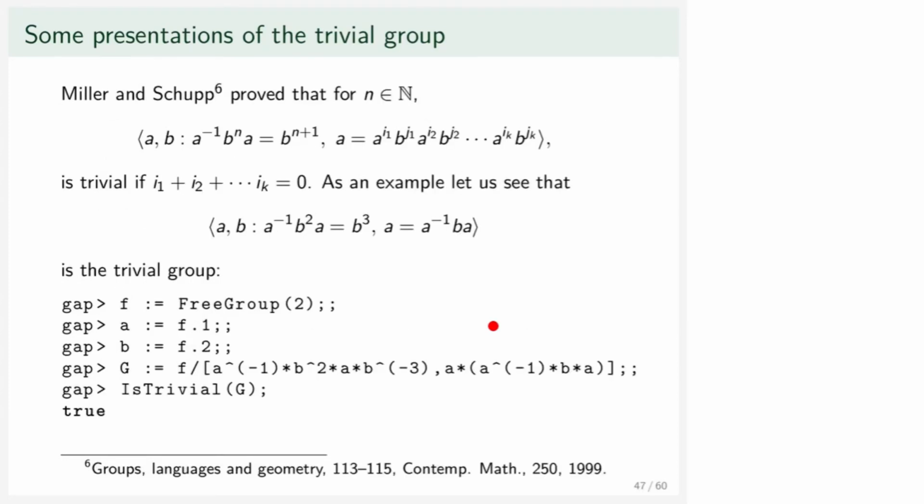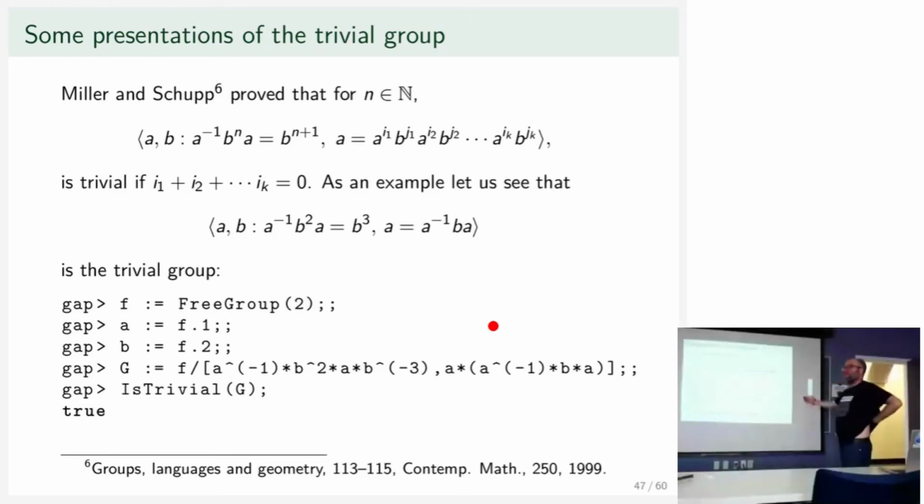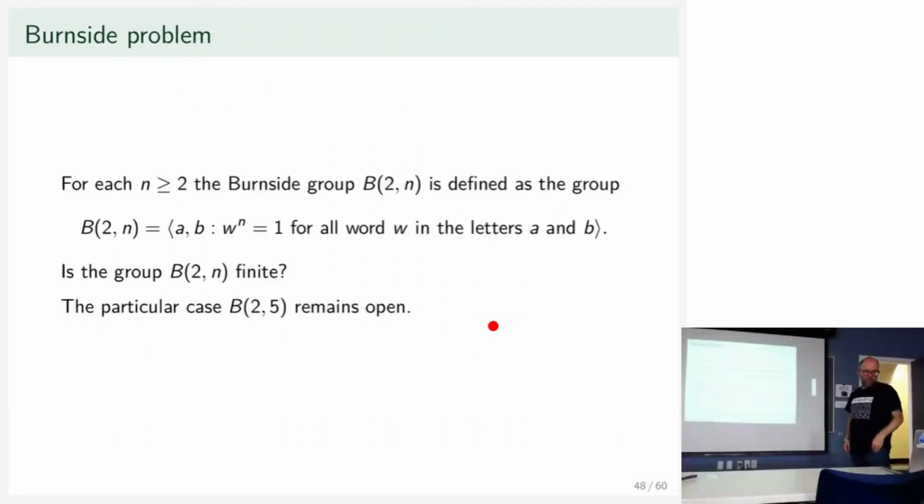Check whether this is trivial or not. And again, GAP is able to recognize the trivial group despite the crazy presentation, right? In general, remember that this is a super hard problem. But well, don't be afraid. You should try, because maybe you can get an answer. So let's continue with this. It seems that we can do some stuff, right?